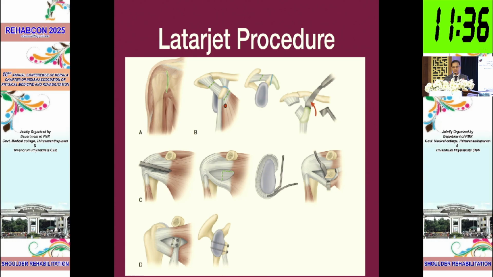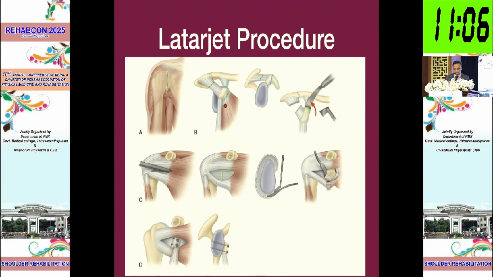The Latarjet procedure, as you know, we take the acromion with the short head of biceps and, by splitting the subscapularis, we put it in the lower third, fixing the short head of biceps along with the acromion to the glenoid. And we repair the labrum also along with that. This is the final one, D. This is how it looks.